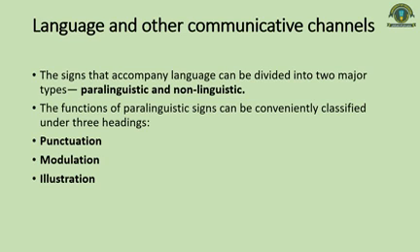So now we'll discuss briefly the other semiotic environment of language, that is, what is there in a typical conversation, and the signs that accompany language. Students, these signs can be divided into two major categories. Number one is called paralinguistic signs, and number two is called non-linguistic.